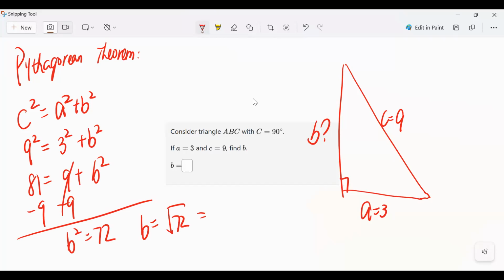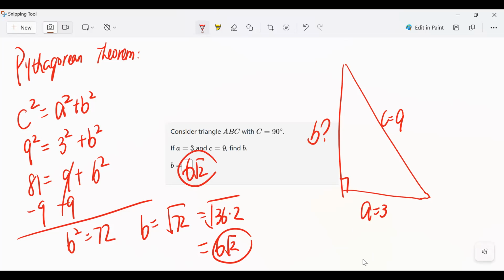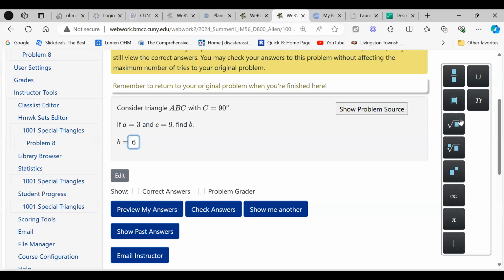Here, we're going to simplify this. 72 equals 36 times 2. So 36, 6 right over 2. Any question about this? So the answer is 6 square root of 2.